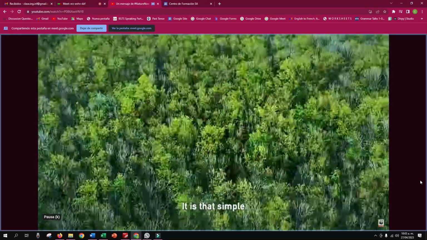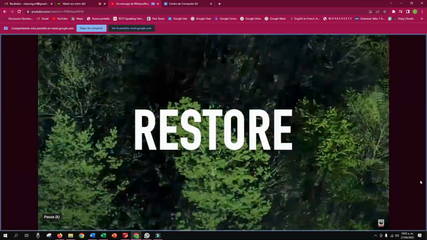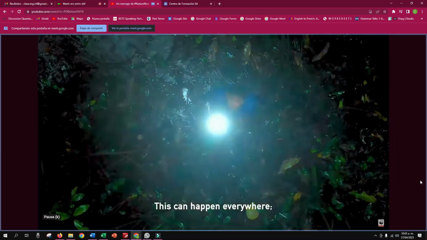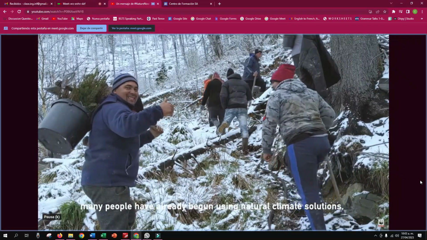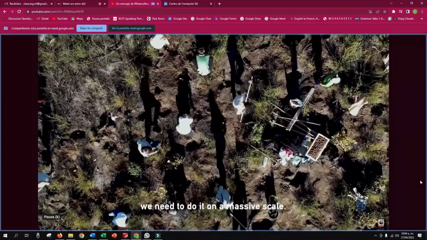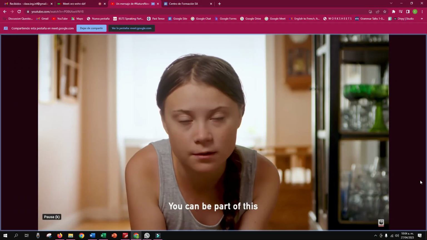It is that simple. Protect, restore, fund. This can happen everywhere. Many people have already begun using natural climate solutions. We need to do it on a massive scale. You can be part of this.